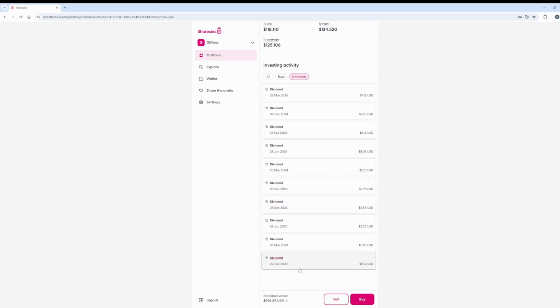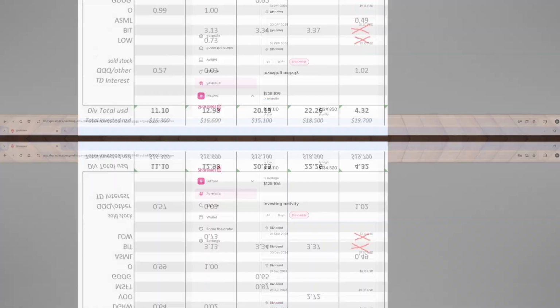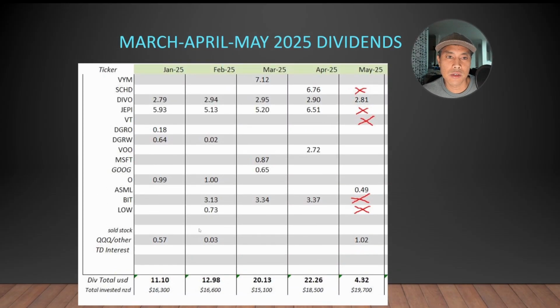I started this in late 2022 and my first dividend was 0.12, and now it's up to about $7 up here. Just going out of Sherzies for the moment, we can see here March, April, May. I've just created a table here because it's a lot easier.